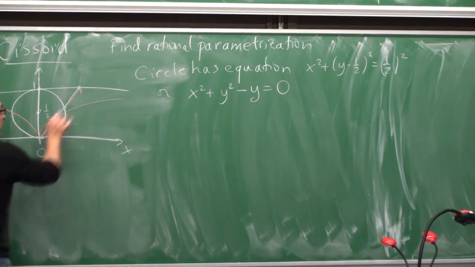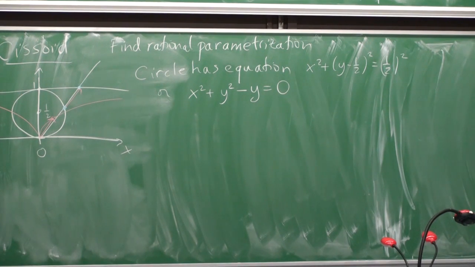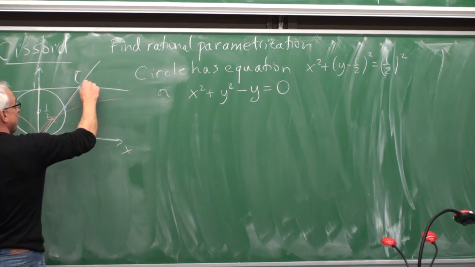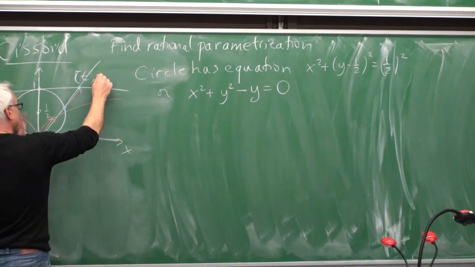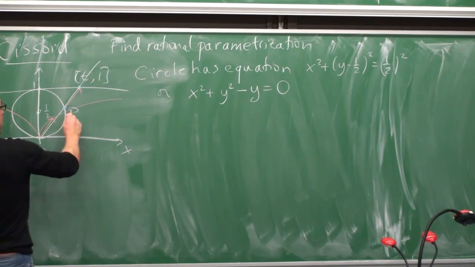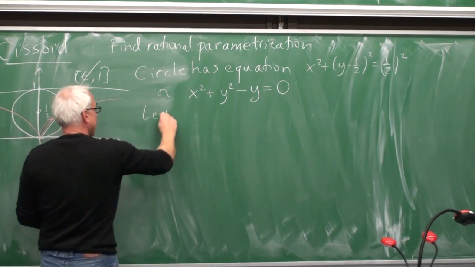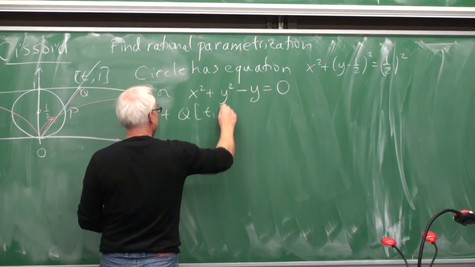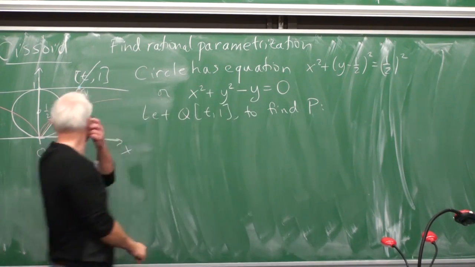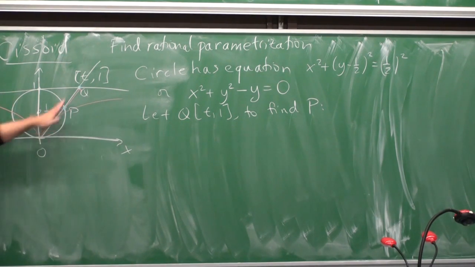And let's have a look at this line that we're using to define the cissoid itself. Let's get some control over that line, maybe by thinking about this parameter here. That's the point whose x-coordinate is t and whose y-coordinate is 1. So let's call this point P and this point Q. Let Q be the point (t, 1). And to find P, what are we going to do? Well, we want to write down the equation of this line and then see where it meets the circle.